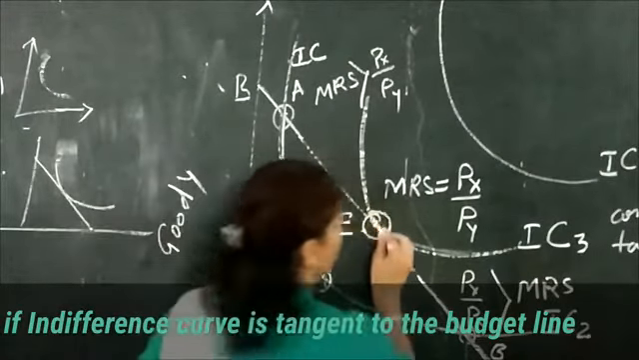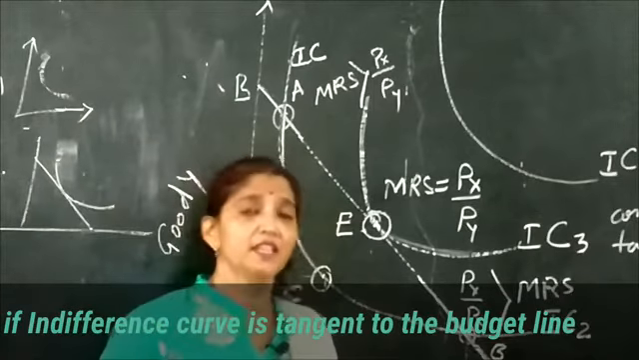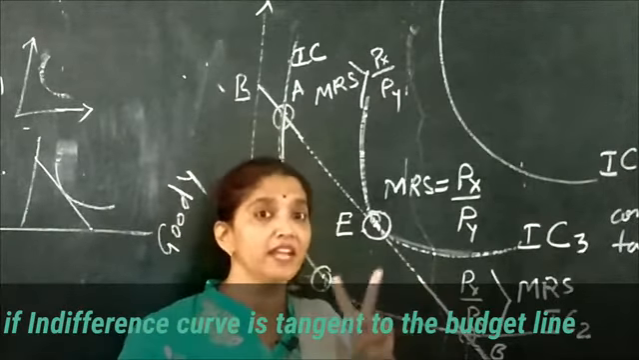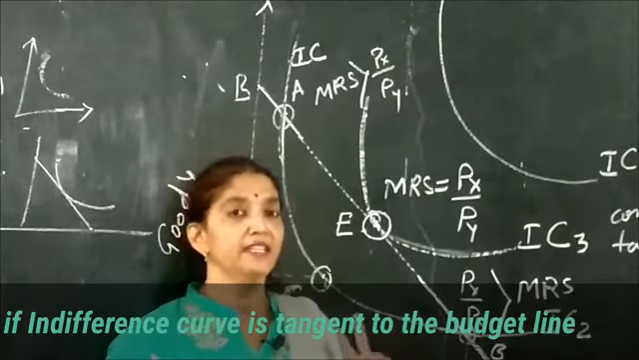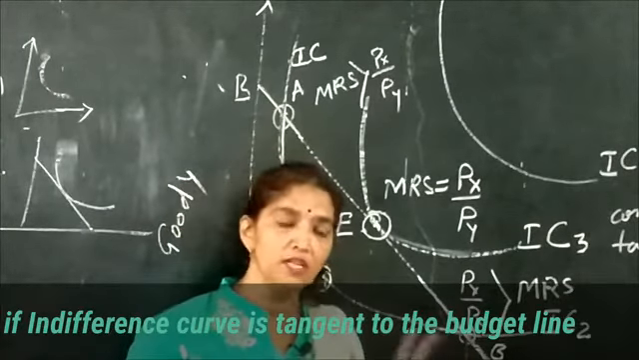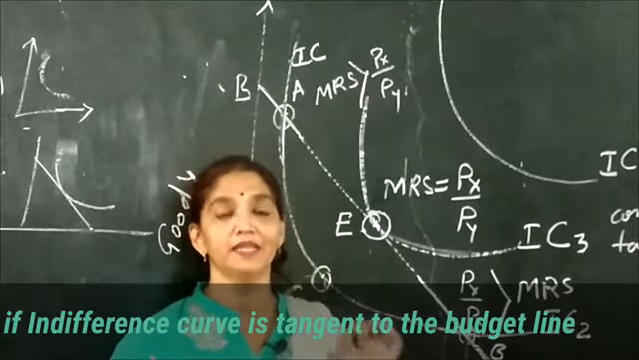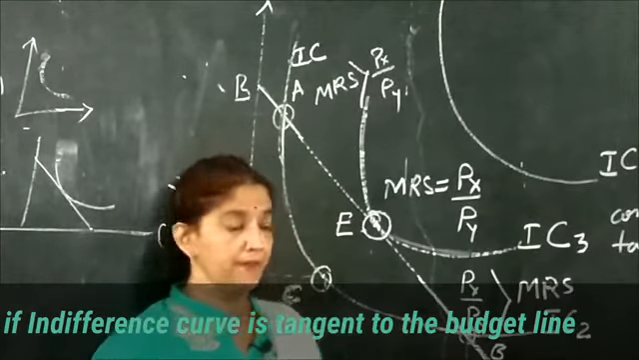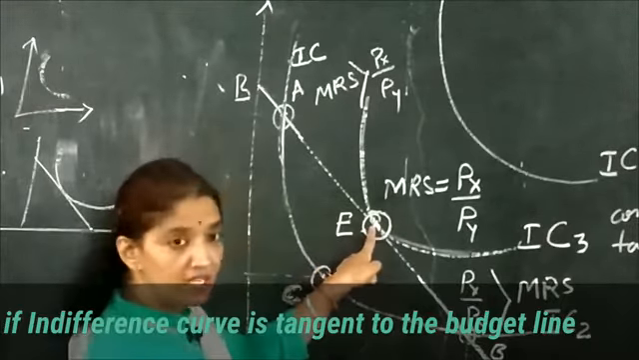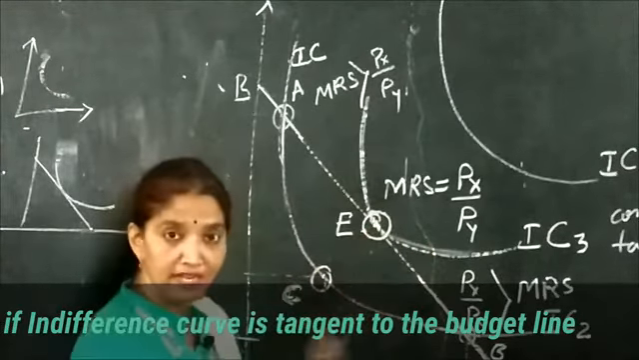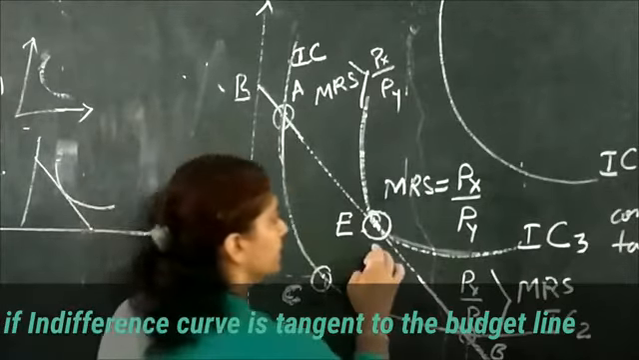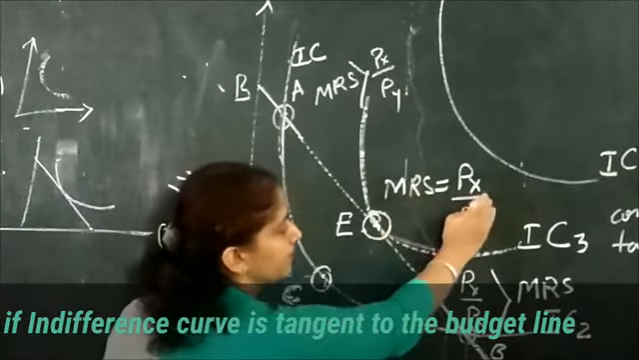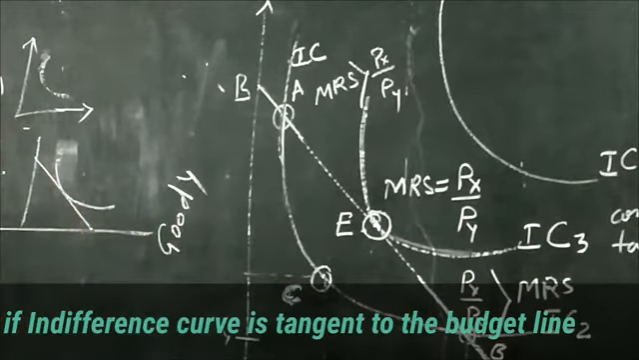Third condition, remember this key: if any two curves are tangent, in that case at the point of tangency the slope of both the curves will be equal. This is a mathematical explanation. So we can say that at point E, the indifference curve and budget line are tangent to each other. That's why the slope of the indifference curve and the slope of the budget line will be equal here. So at point E, the consumer will get maximum satisfaction from his entire income.